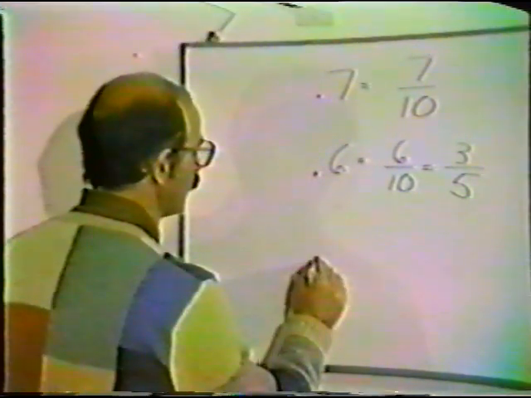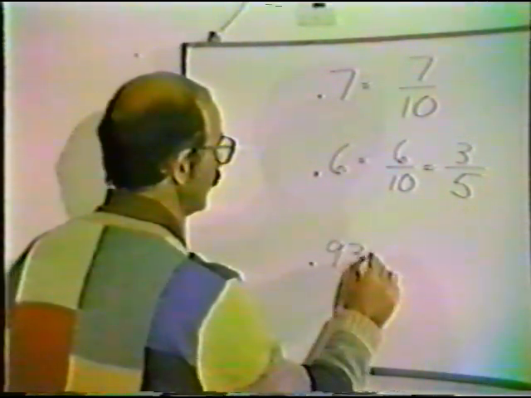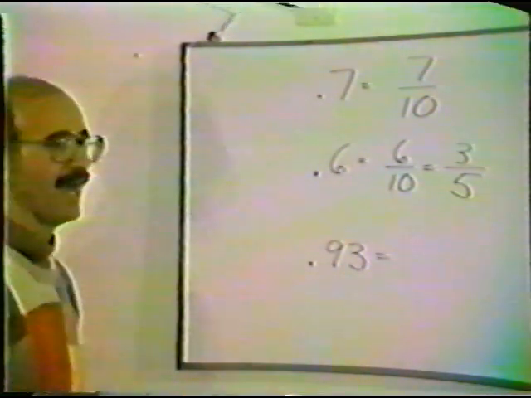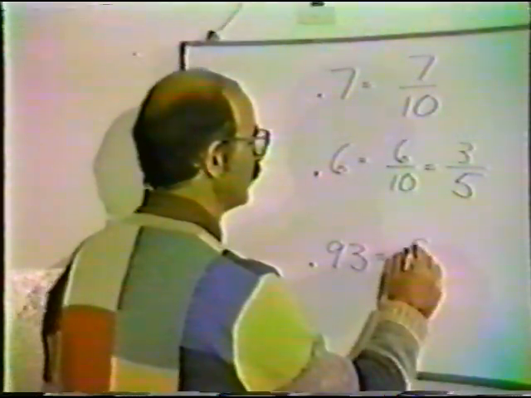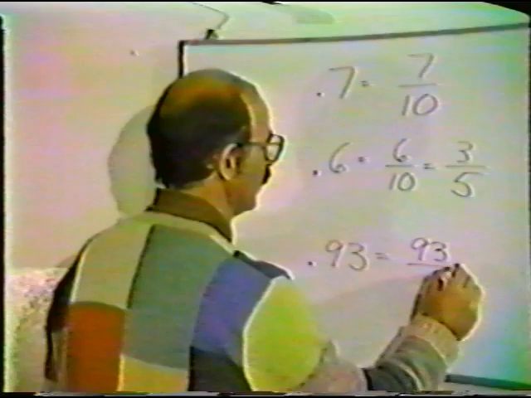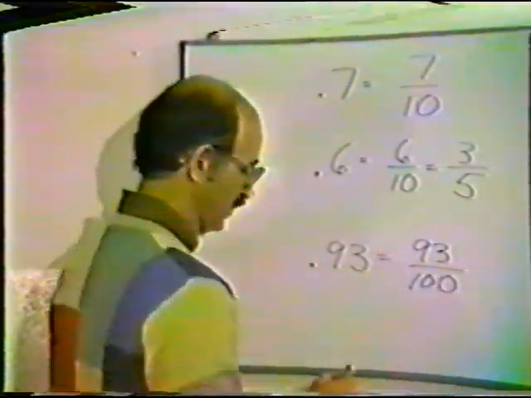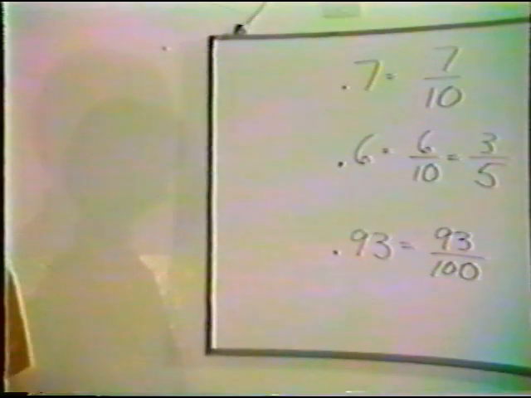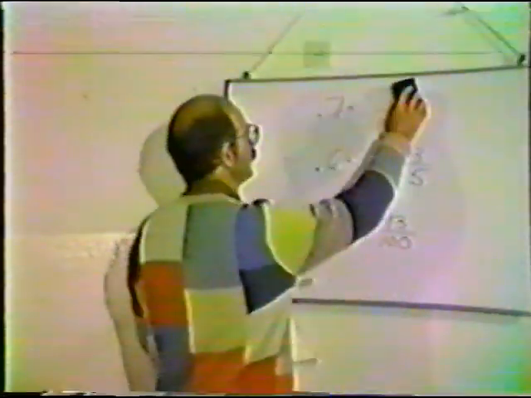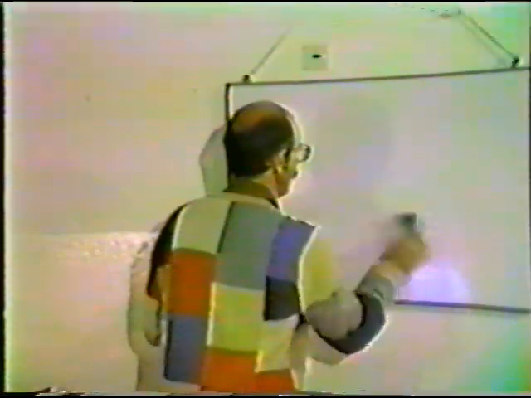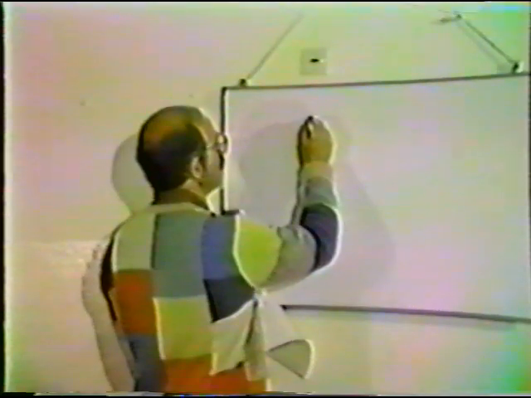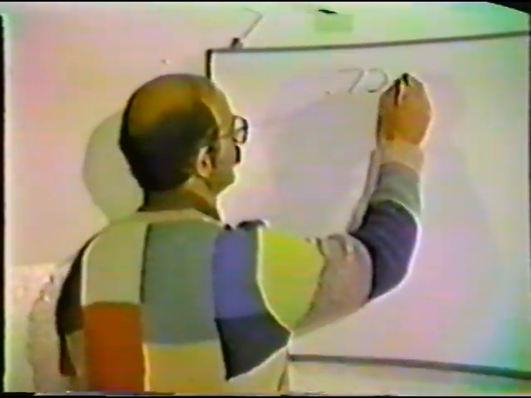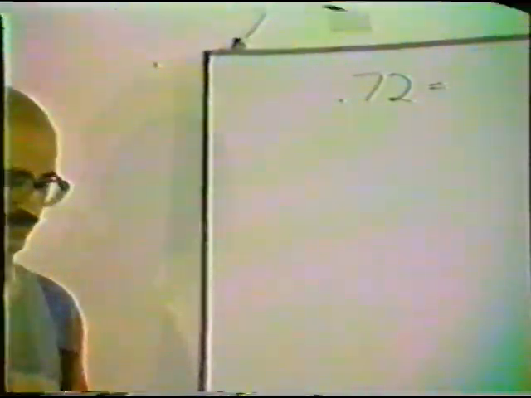The next one is 0.93. Read that. 93 hundredths. And all I have to do is write 93 hundredths. Can it be reduced? No. No, it cannot. Point 72. Read that one. 72 hundredths.